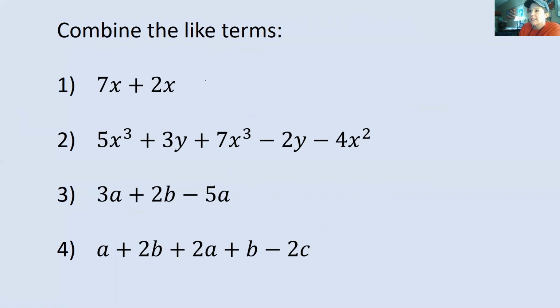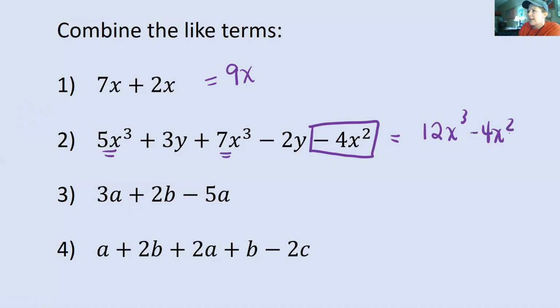Make sure you're right. So the first one, we have 9x. The second one, we're going to combine 5x to the third and 7x to the third, and we get 12x to the third. We also have minus 4x squared. And the other two like terms are positive 3y minus 2y, and that is positive 1y. Well, 1 times y is just y. So anytime the coefficient is 1, you don't have to write it because 1 times anything is whatever you multiply it by.